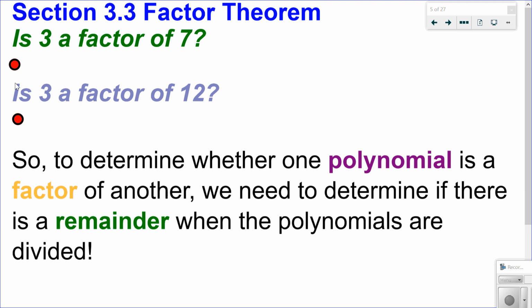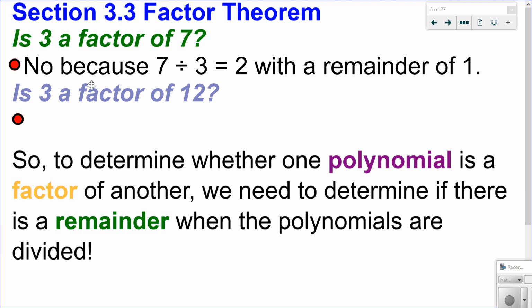Let's just start with numbers. It's always easier to see with numbers. If I have the number 7, I want to know, is 3 a factor of 7? Well, what does that really mean? It really means when I divide 7 by 3, do I end up with a remainder? Well, 7 divided by 3 is 2 with a remainder of 1.